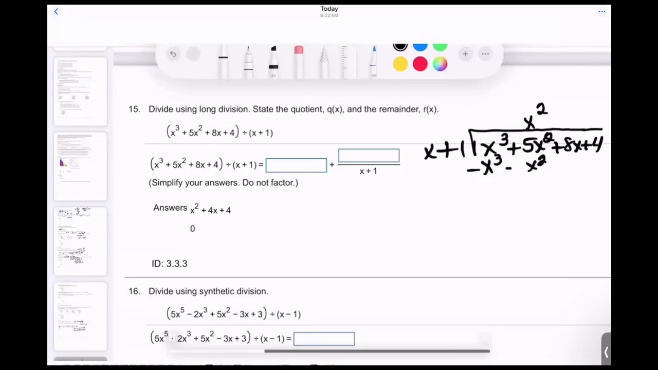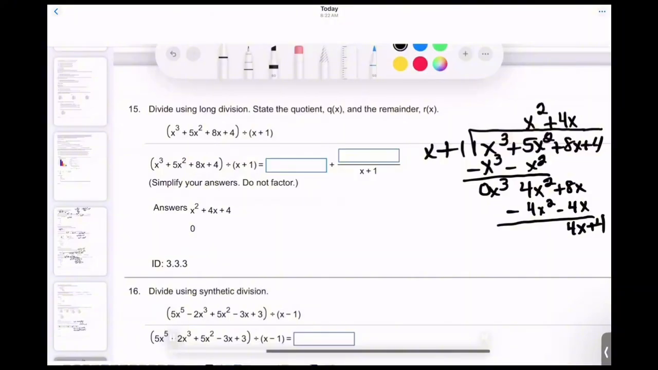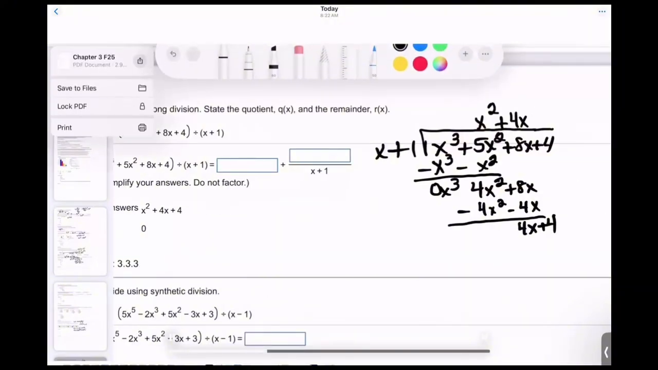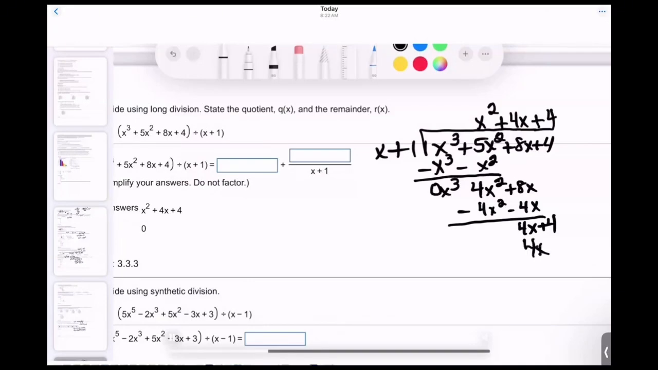So multiplying it back, I get x cubed plus x squared, change the signs, and I add. I get 4x squared. And then I bring down the 8x, and then I do it again. Luckily, I had more room. Knowing me, I probably was waiting for the bus to stop shaking. So you divide x into 4x, you get 4, multiply it back, get the same thing back. You change the signs and you add, and you end up with a 0 remainder.